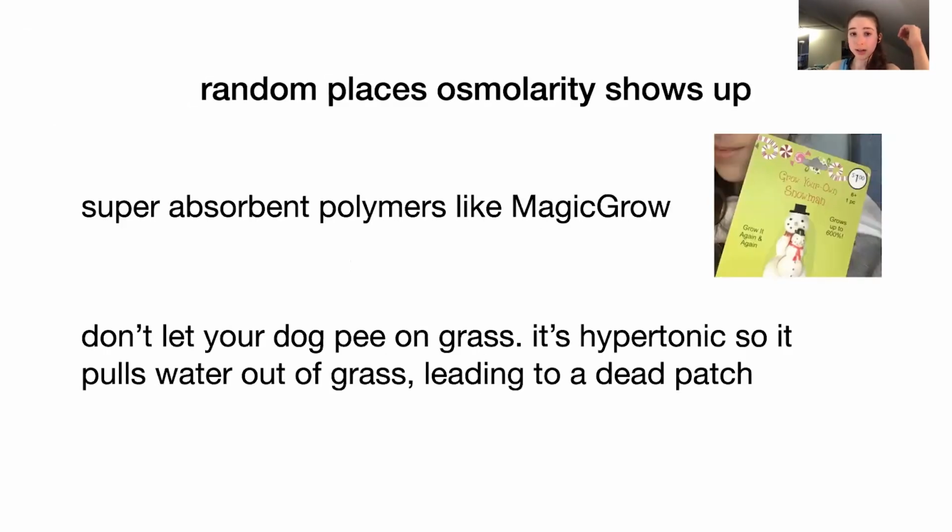There are also some random or general places that osmolarity shows up. You might have played with one of those magic grow toys. These have super absorbent polymers, and we'll talk more about a concept like this when we talk about transfection reagents like PEI and cationic carriers. But these have a lot of positively charged groups that are going to pull in water, and then it's going to grow, but it's going to be counterbalanced by that osmotic pressure. And so your snowman isn't going to grow to the size of your house or anything.